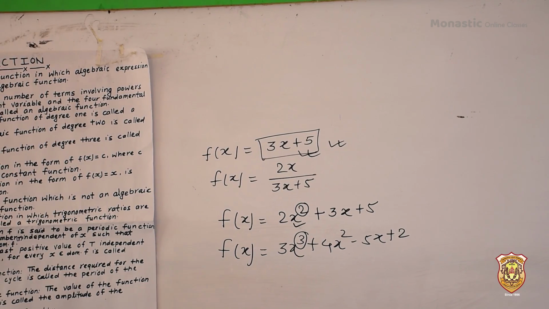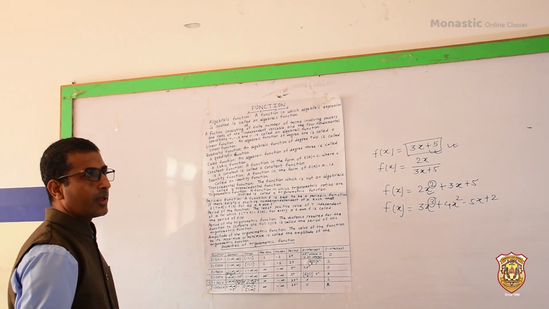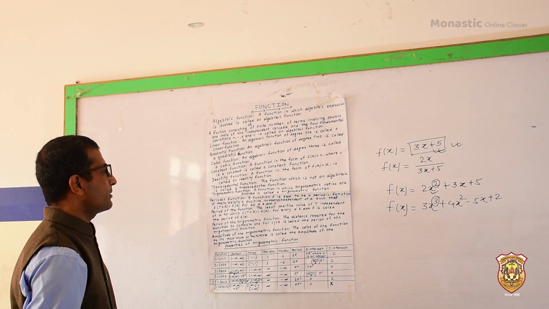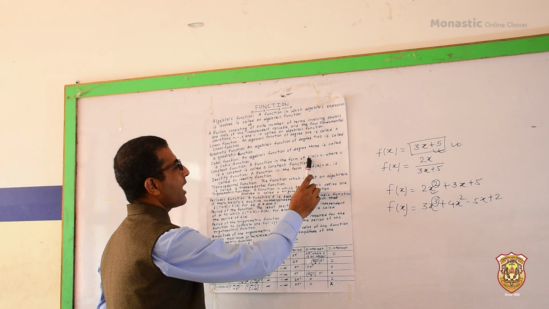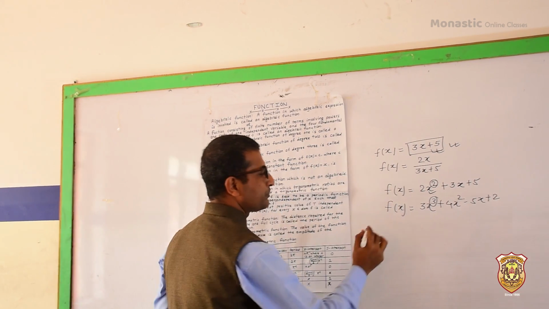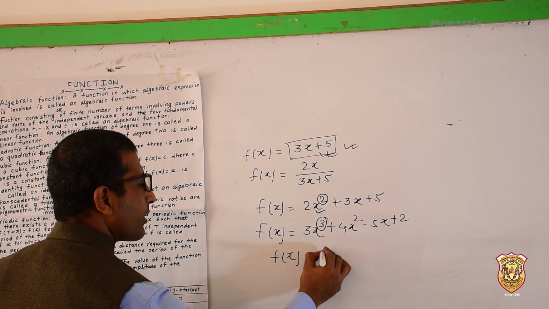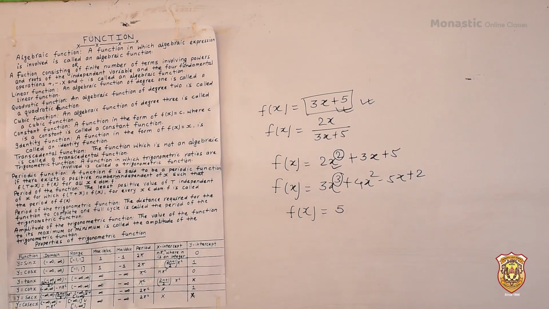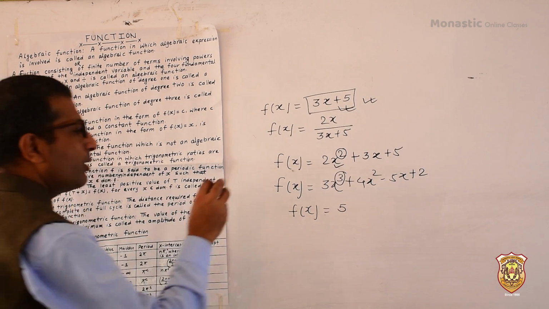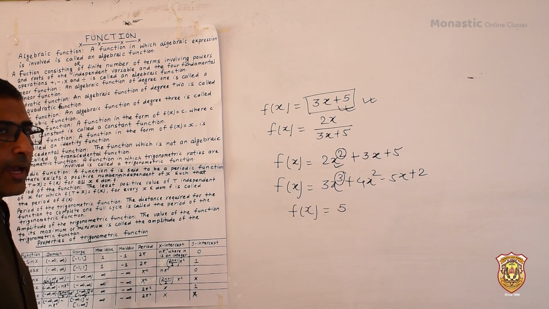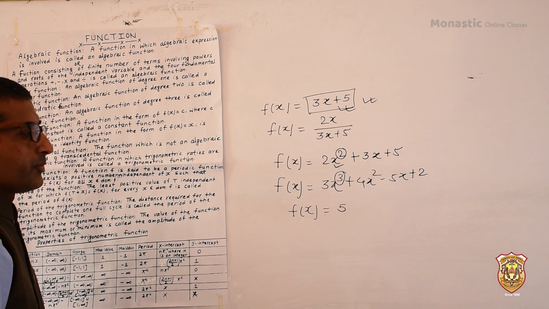Constant function, a function in the form of f of x equals c. F of x equal x is identity function. Here we are in constant. F of x is equal to c. Example is f of x is equal to 5. It means whatever value of x we put, the result must be 5. That will be the constant function.